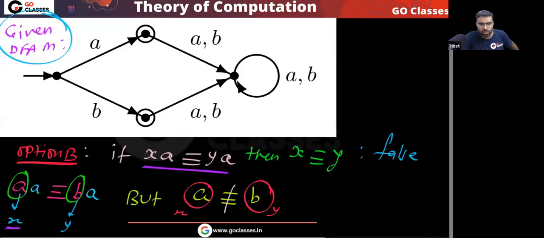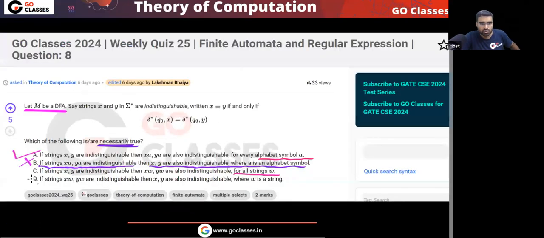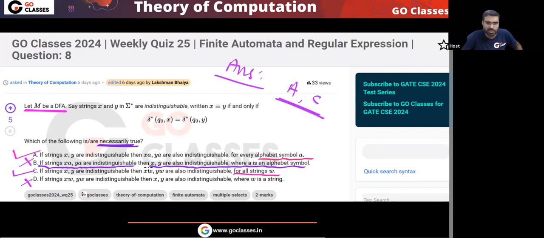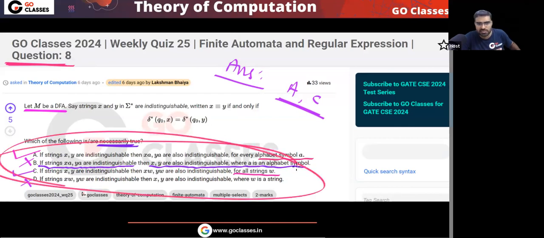So finally, what is your answer? Option D is false and option C is correct. So the answer for this question will be A, C. This will be the correct answer. Tell me, did you understand this question? We have done the complete analysis of this question. Question number 7 and 8 are basically the same question, only the options are changed.